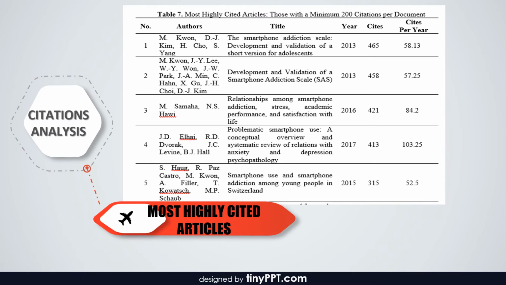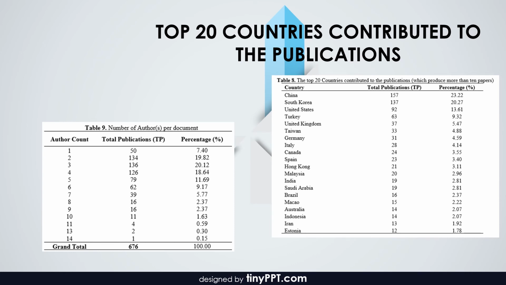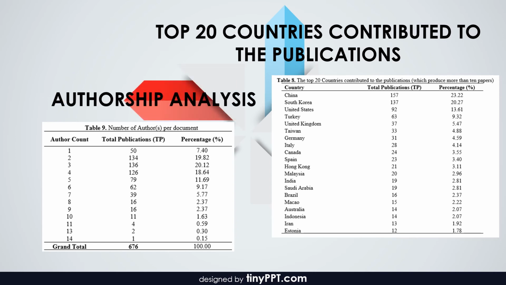The top 1 and top 2 publications are led by Kwon, with the research titles The Smartphone Addiction Scale: Development and Validation of a Short Version for Adolescents, and Development and Validation of a Smartphone Addiction Scale, which have 465 and 458 citations respectively. This is for the top 10 countries contributing to the publications, which is led by China, Korea, and United States.